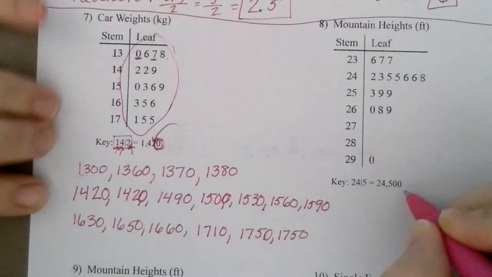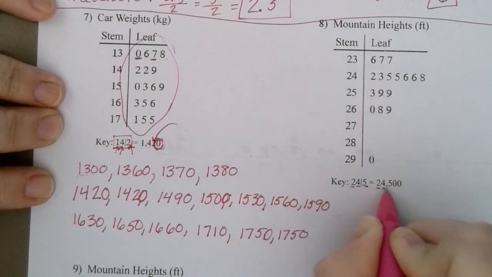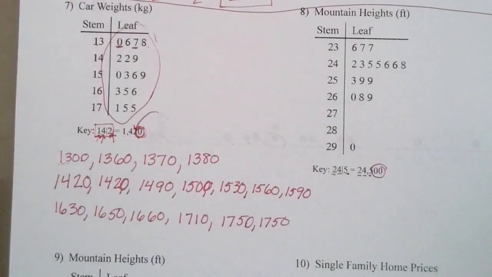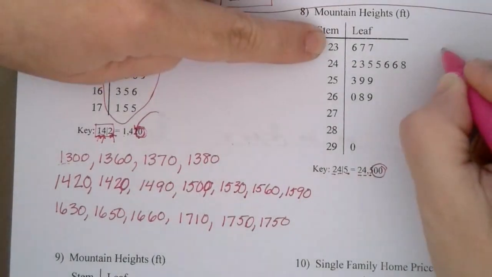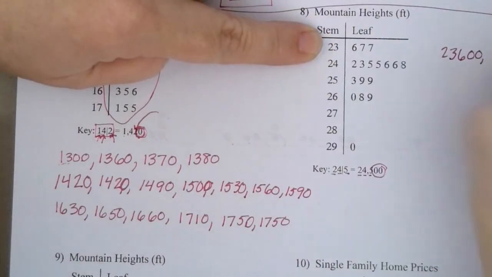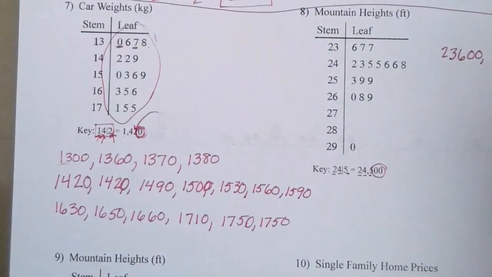Let's look at this one. So, do you see 2, 4, 5? 2, 4, 5, and they're adding 2 zeros to the end. So every number on this one, I need to add 2 zeros to the end. Okay? So what's that going to look like? Well, 2, 3 with a 6, and then 2 zeros. And then 2, 3 with a 7 and 2 zeros, and keep going from there.